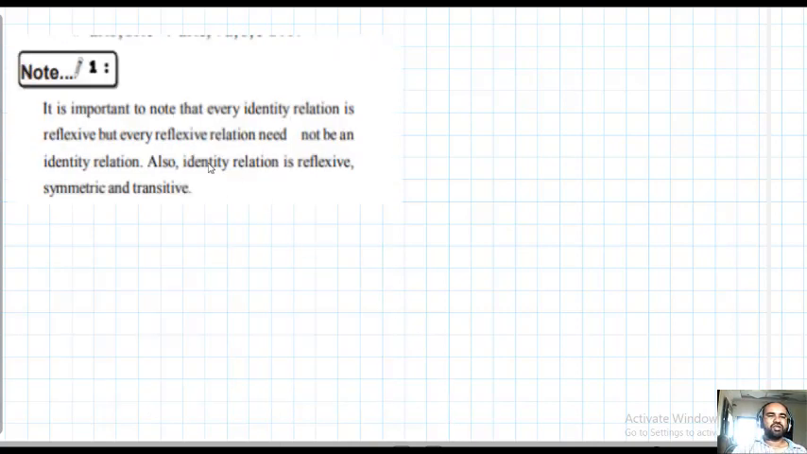Here one important note is given. It is important to note that every identity relation is reflexive, but every reflexive relation need not be an identity. I already explained. Also, an identity relation is reflexive, symmetric and transitive. This is important. So, an identity relation is always an equivalence relation.